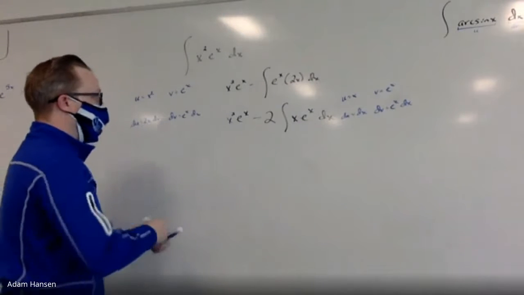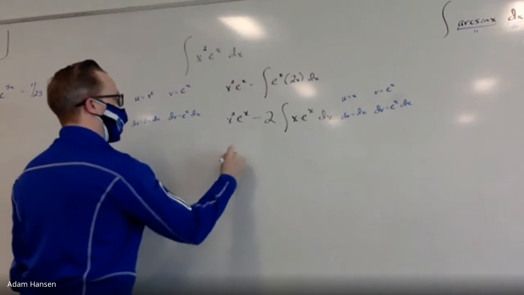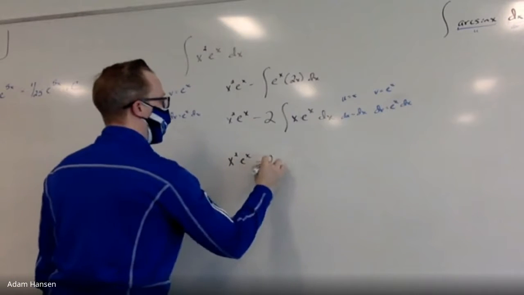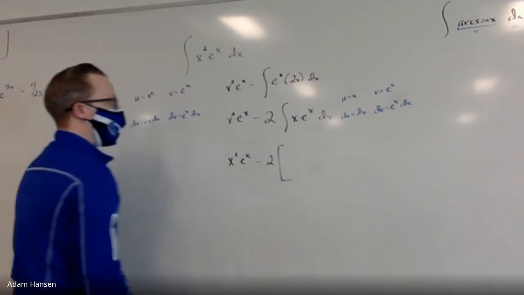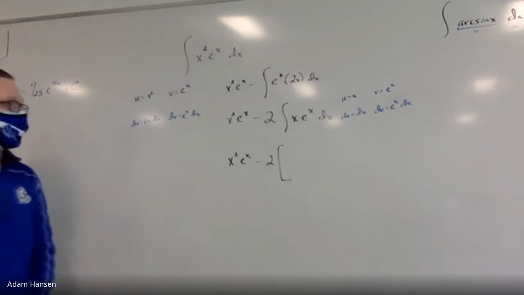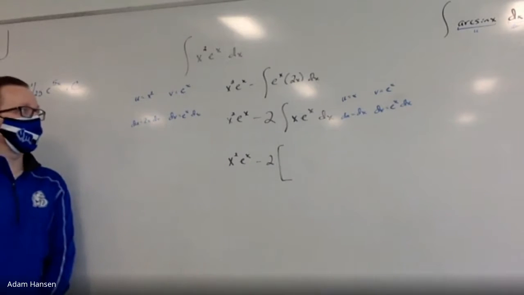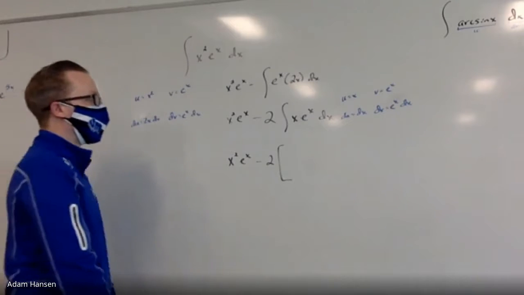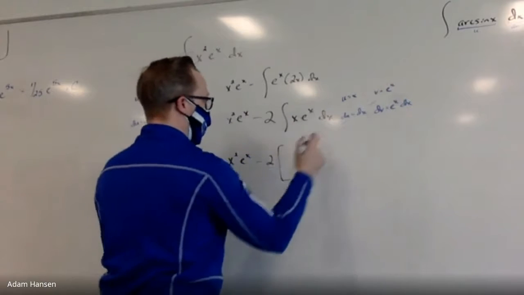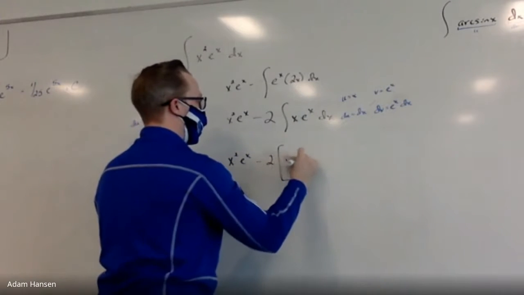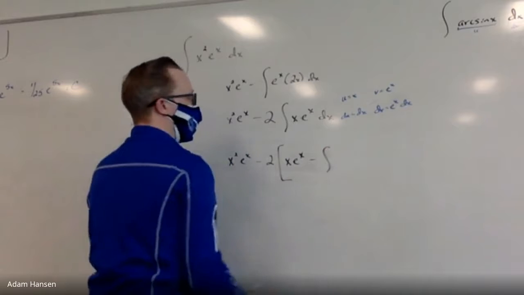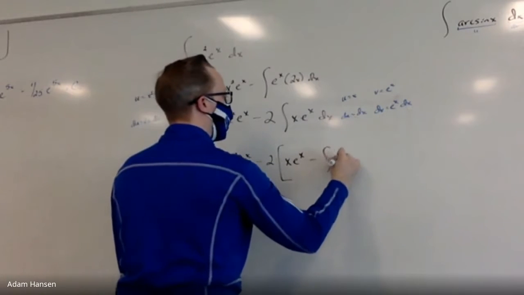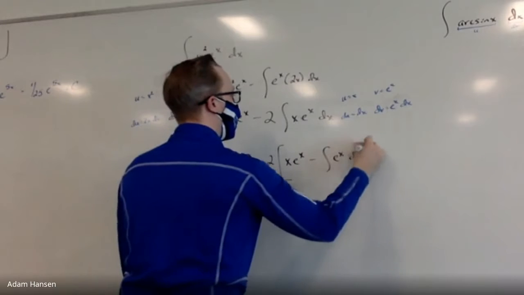Carry down the first term. X squared e to the x, minus 2 times what I need to do using integration by parts to evaluate the antiderivative of x e to the x dx. So minus 2 times u and v again, minus the antiderivative of v du, e to the x dx.